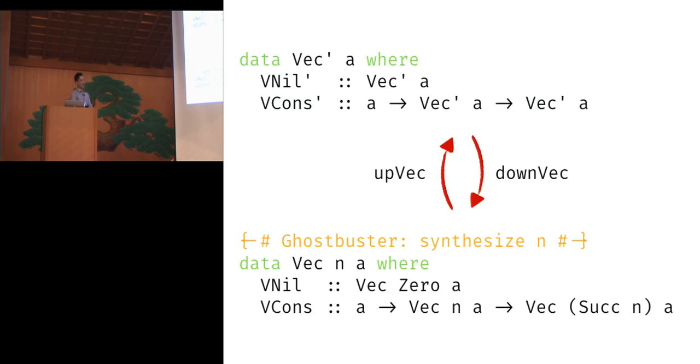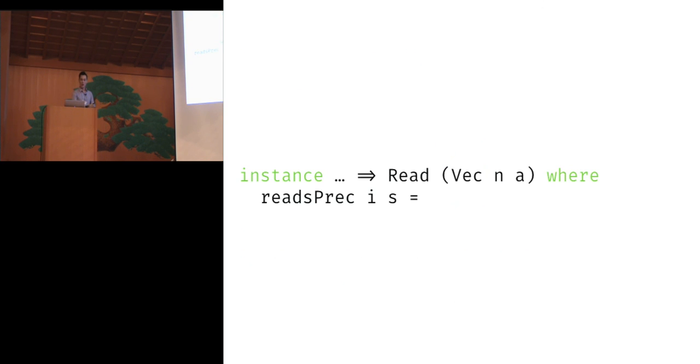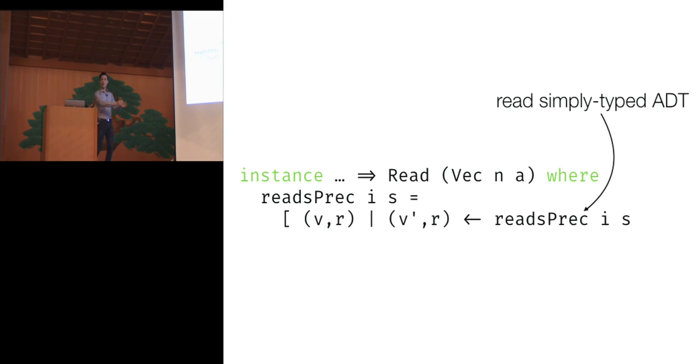And so with this now, we can think about trying to implement that Read instance for our type-indexed data type that GHC was unable to automatically derive for us. To do this, we can say, well, just read in, but now read in as the simpler data type that Ghostbuster generated for us. And because this is a regular ADT, GHC is happy to automatically derive the Read instance for that for us. We've done no extra work here.